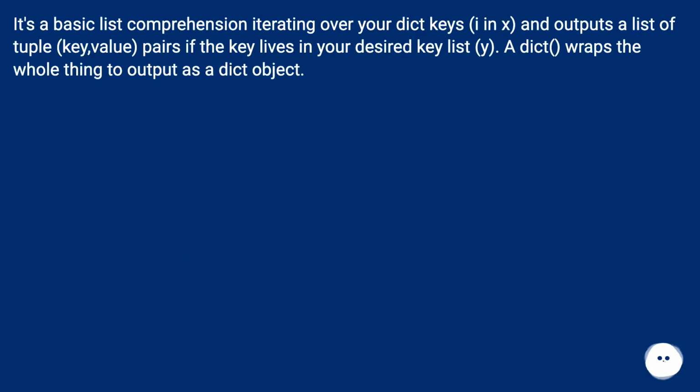It's a basic list comprehension iterating over your dict keys, I in X, and outputs a list of tuple, key, value, pairs if the key lives in your desired key list, Y. A dict wraps the whole thing to output as a dict object.